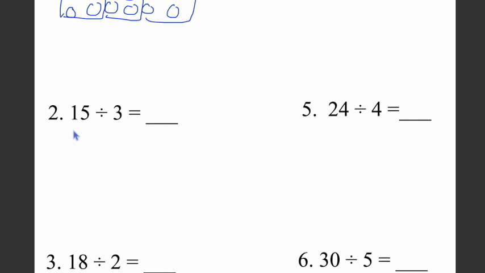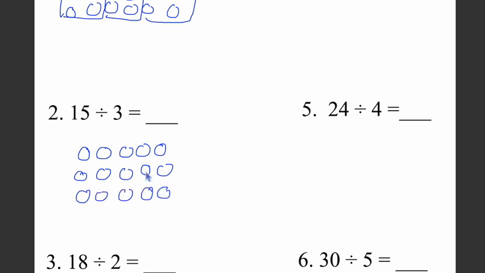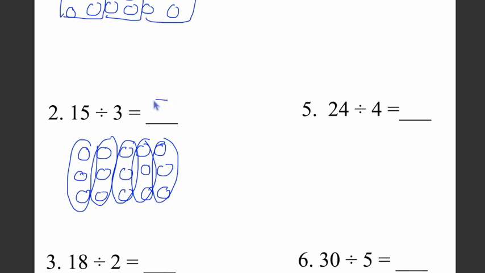Let's do it again for number 2. 15 divided by 3. So we draw 15 counters, and we can group them into 3. So 1, 2, 3, that's one group. 1, 2, 3, that's another group. That's another group. And if you count the number of groups we have, it's 5. So our answer is just 5.